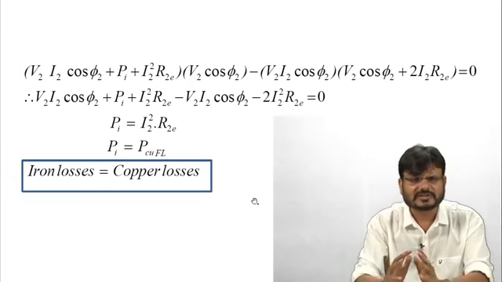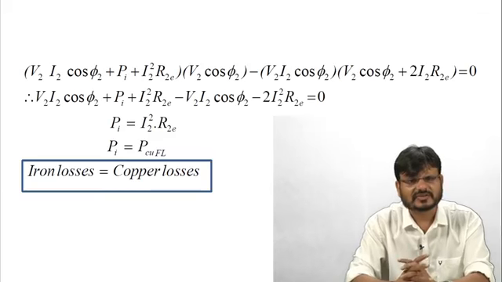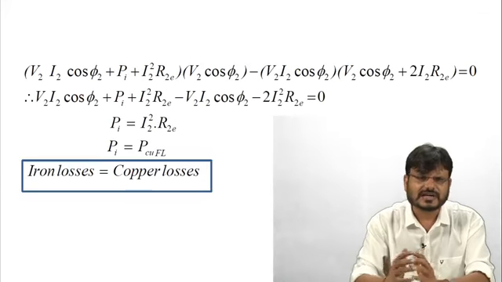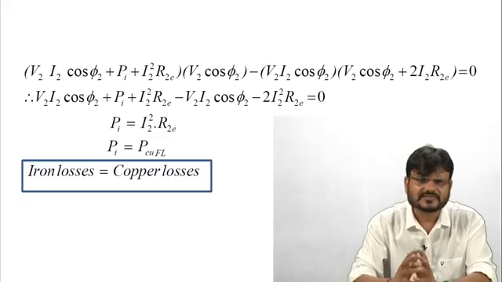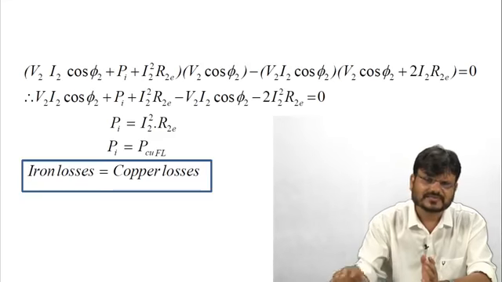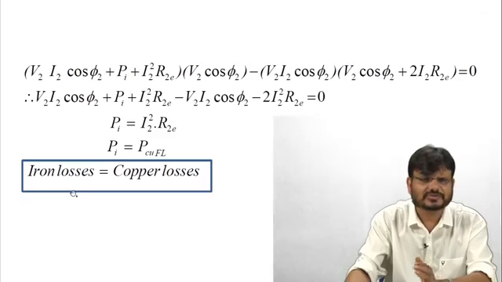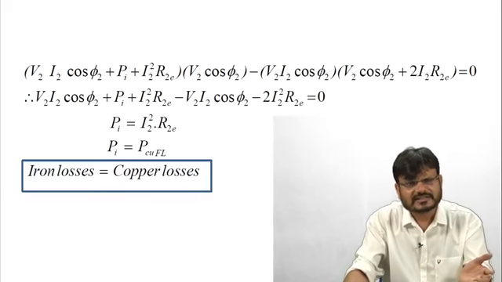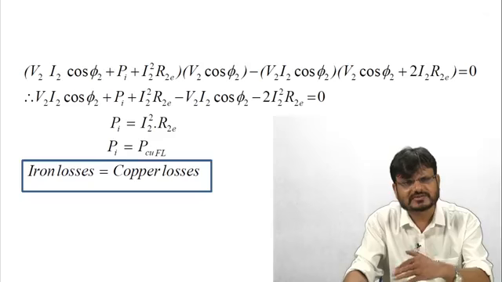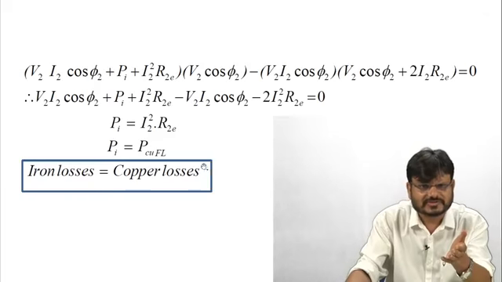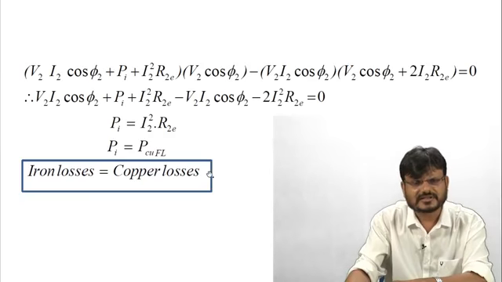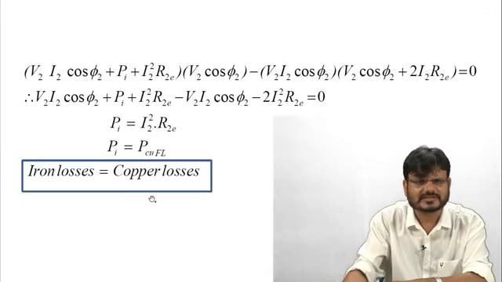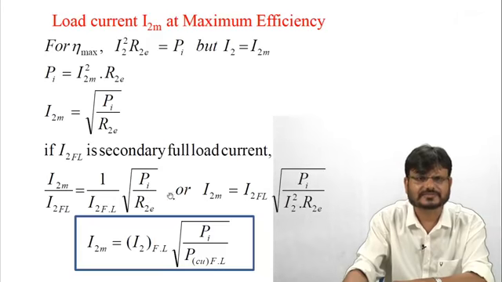So the transformer will give you the maximum efficiency when iron losses are equal to copper losses. Suppose it is asked that you find the maximum efficiency. What losses can you change? Because the iron losses are constant losses, you can only say iron losses is equal to copper losses. So you can change only the copper losses, right? To get the maximum efficiency of the transformer, the condition is iron losses equal to copper losses. This is the load current I2 at maximum efficiency.